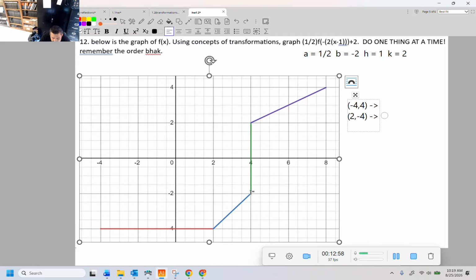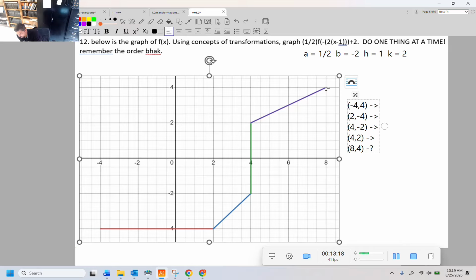This guy right here is (4, -2). This guy right here is going to be (4, 2). And then we got this guy all the way over here who is at (8, 4). And we're going to play with these points.